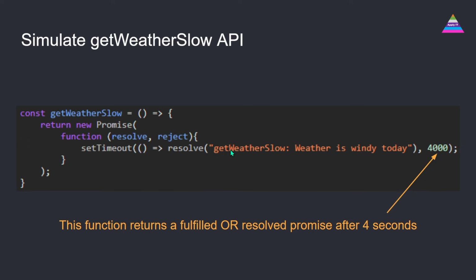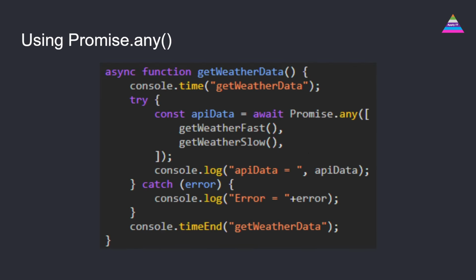In the same way, we simulate the second function, that is the getWeatherSlow API function. This also returns a fulfilled or resolved promise, but it takes 4 seconds in generating the response. Now, because we want to get data from any of these two APIs, we use a function called Promise.any, to which we can pass these two promises as input. So we create our wrapper function called getWeatherData, and within this function we call the Promise.any method, and we pass getWeatherFast and getWeatherSlow as the two promises as input.